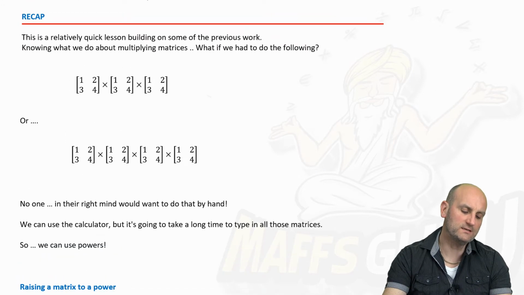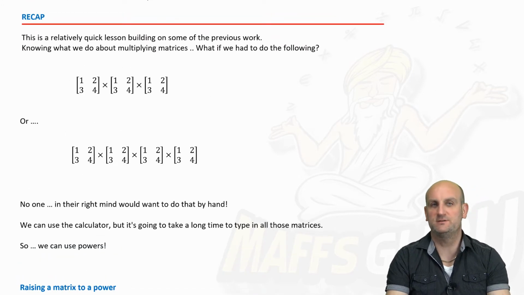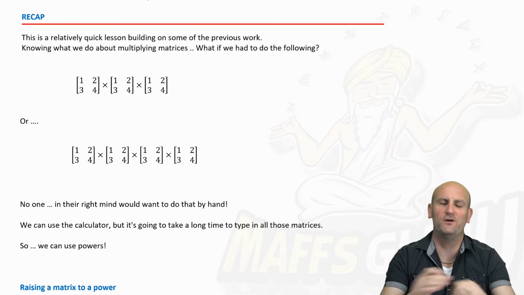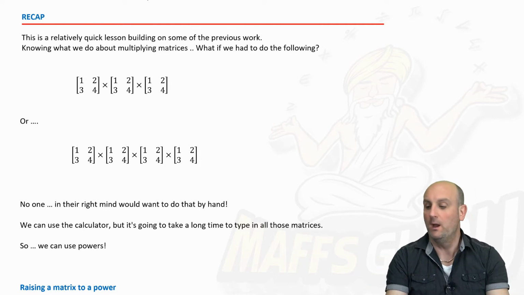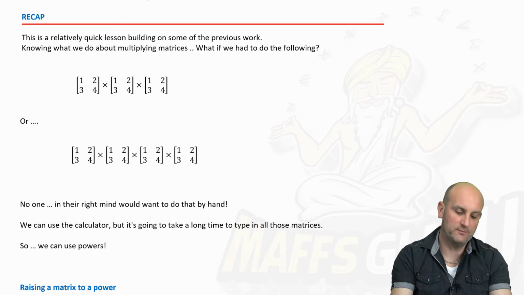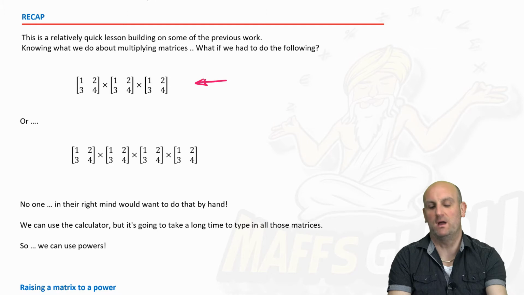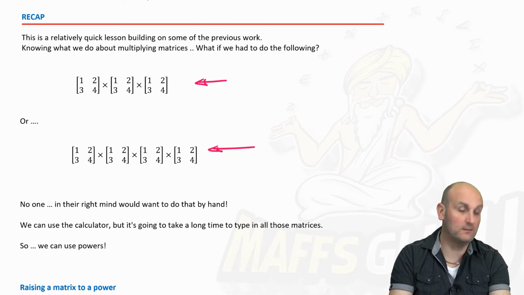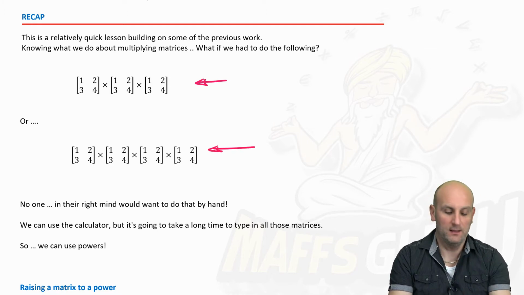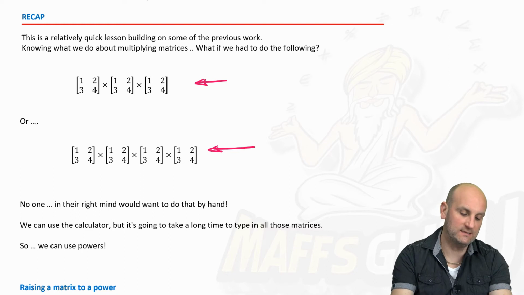Well, we've already in the last lesson looked at how to multiply matrices together. It's a little bit tedious, it's a little bit long-winded. The more numbers you've got, the harder it gets. But what would happen, for example, if you had to multiply those together? You would be here forever. And what if you had to multiply this? No, forever. Now, interestingly, what we notice is that each of these matrices are identical.